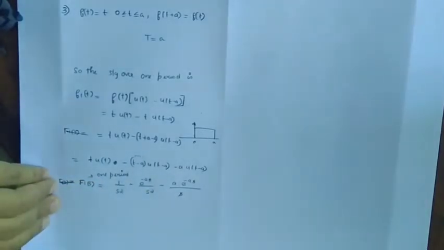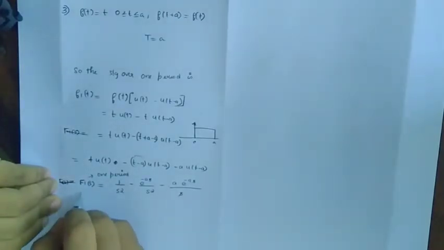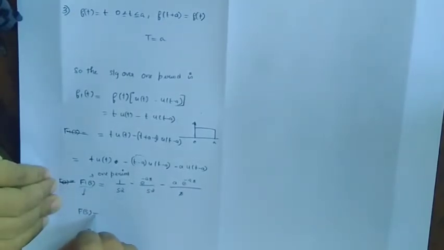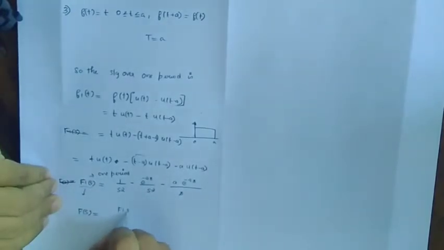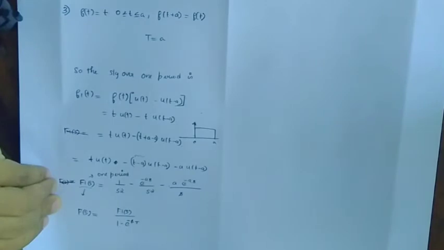Whenever a periodic function is coming, please keep this in mind, and if the Laplace transform of a periodic function is asked, we have to find the Laplace transform of one period, and then the overall Laplace transform, that is our f of s, will be equal to f1 of s divided by 1 minus e raised to minus sT, where T is the period of the function. Here we know that the period is a.